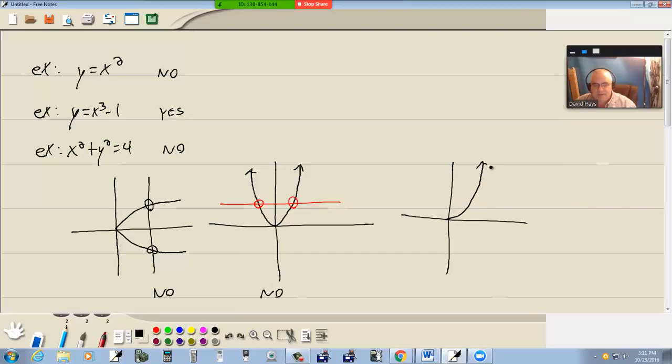But if I had this graph right here, if I draw a horizontal line, it intersects one place. Draw another, one place. Draw another, one place. No matter where I draw a horizontal line, the most it'll intersect is one place. So graph-wise, that would be a one-to-one function.